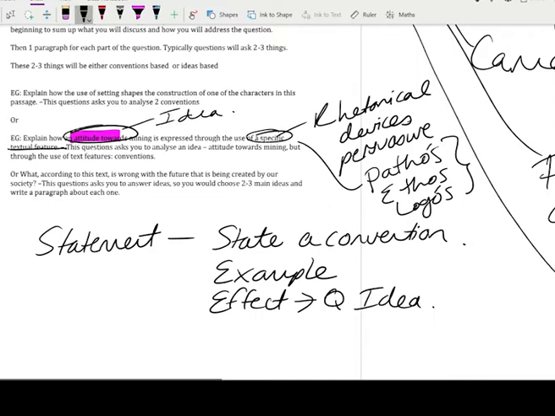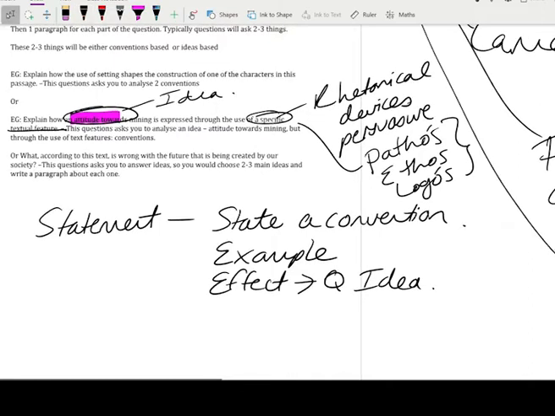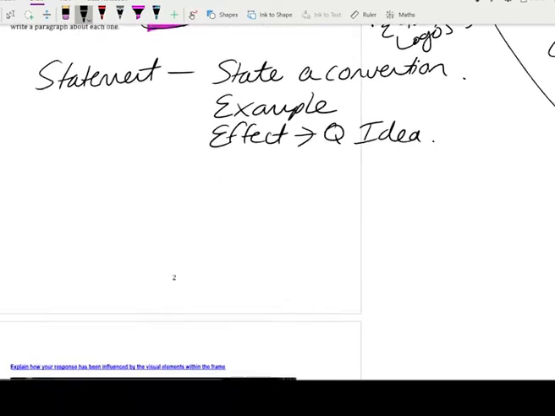Other questions might just seem a bit broader. They might say, what is wrong with the future that's been created by our society? So this question asks just to look at ideas, and then, of course, you have to show how those ideas are conveyed through the textual conventions. So in these types of questions, you probably want to aim for a couple of paragraphs.